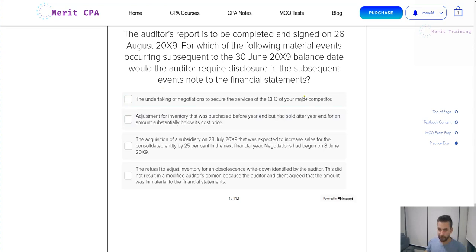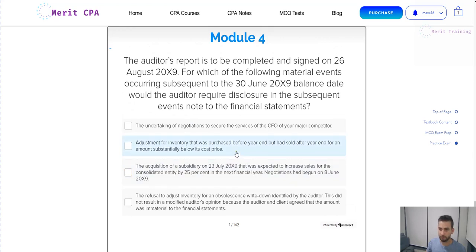It's not going to impact your financial statements, right? So B is adjustment for inventory that was purchased before year-end but had sold after year-end for an amount substantially below its cost price. I mean, this isn't a material event either, right? So we're talking about one piece of inventory. It's going to cost, like, 10, 20K at most in a business that could be trading in the millions, right? It's just not material. So it's not material enough to have an impact on the financial statements, therefore it's not a subsequent event or adjusting event, right?